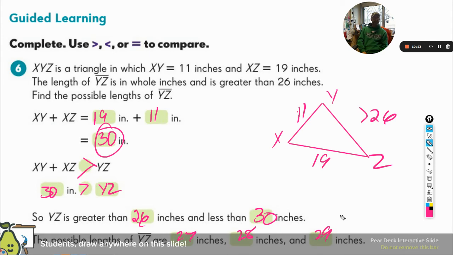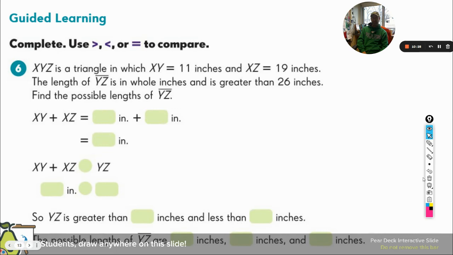Draw the picture. It helps. What are you, 10 minutes on this bad boy? Crazy.